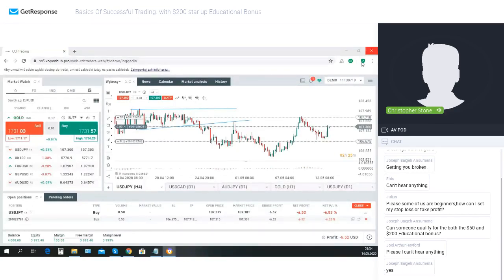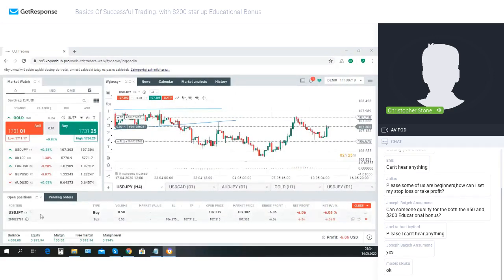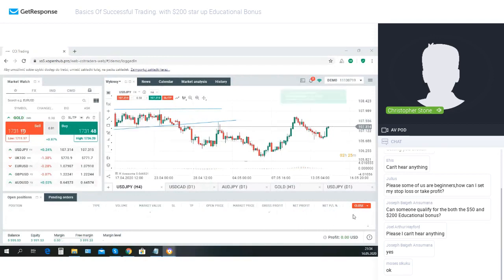Yes, great, thanks. Okay, so this is setting a stop loss, and now in open positions you can see US dollar to Japanese yen, with stop loss and take profit. That is the one thing. I can also close it because I want to show you how to do it.